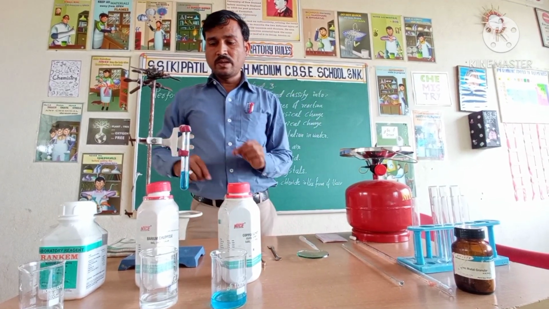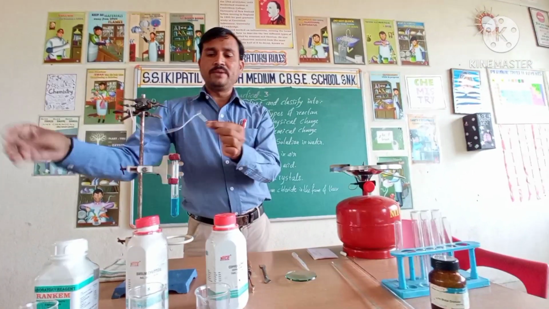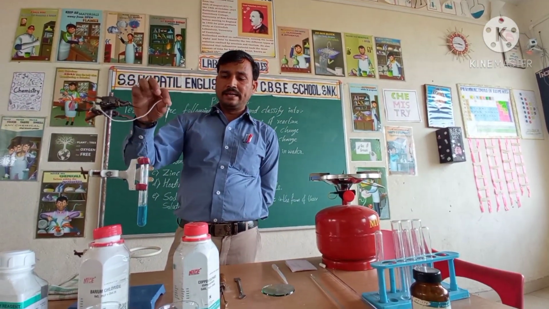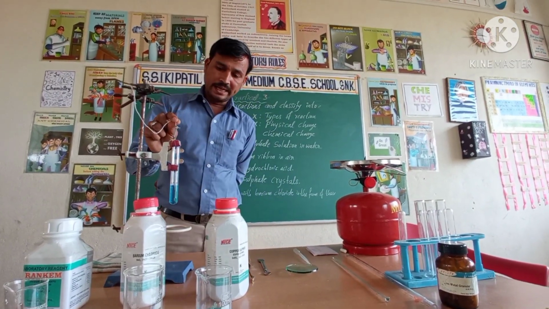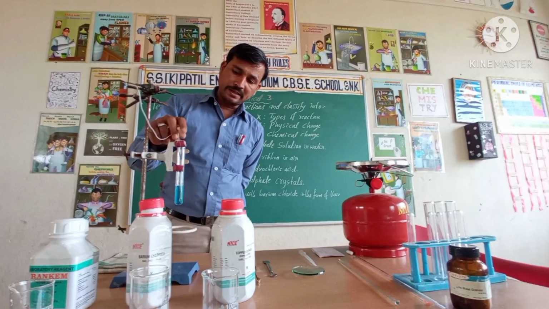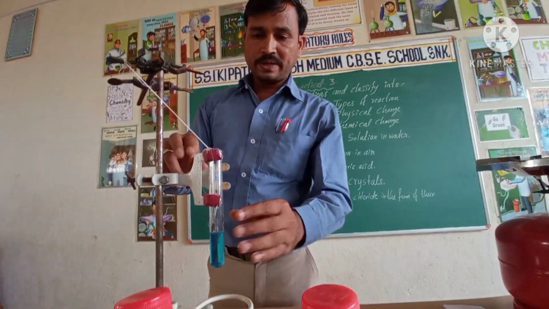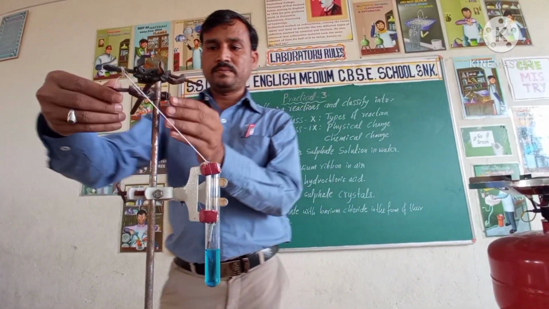Now, copper sulphate solution, and here is the iron nail. With the help of thread, I took one screw which is made of iron. The first practical is the iron nail reacting with copper sulphate. I'll dip this iron nail into the copper sulphate solution. Here, we'll check this.